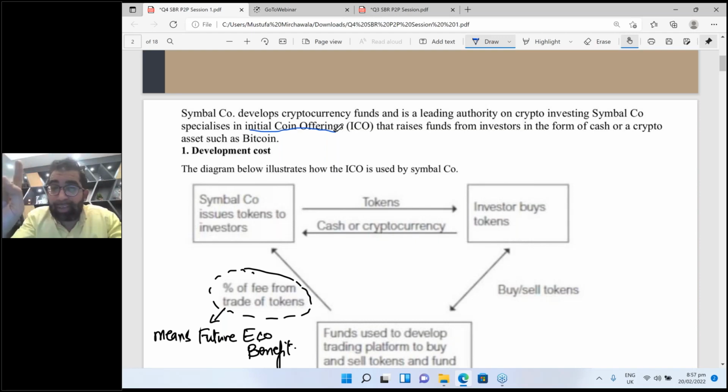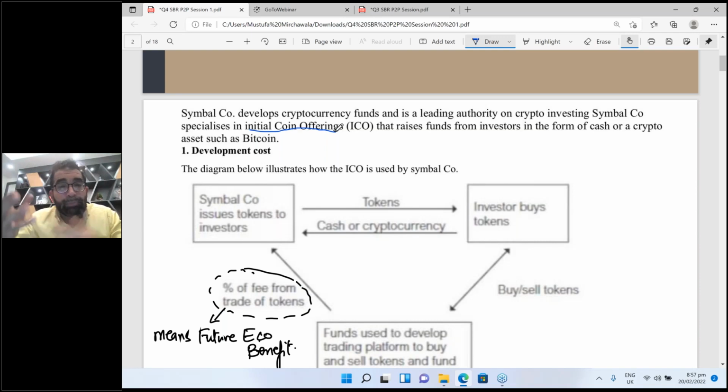And sometimes, not every time, these coins will be used in future to use that app, to buy that app, or to buy that software. But yes, there is a risk in that coin as well.